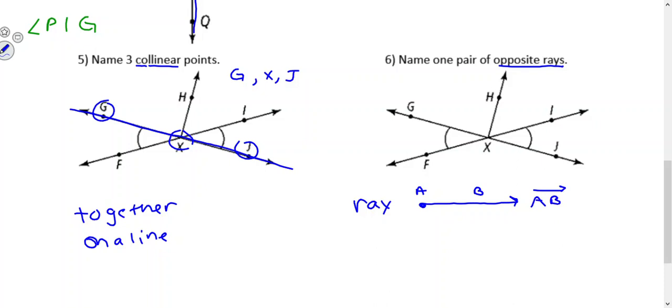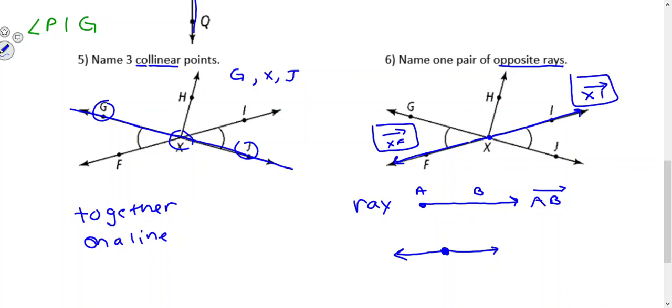If they're opposite rays, you actually have 2 rays starting from the same point and going in opposite directions. It'll look like this. I'm going to use X as my starting point. And I'll have a ray going off this way, which is XI, and a ray going off this way, which is XF. So these would be my pair of opposite rays. You would need to list both of them. They would both need to start with the same exact endpoint.